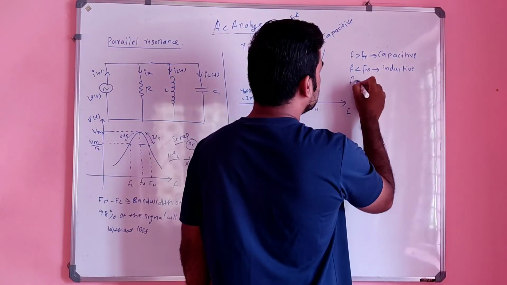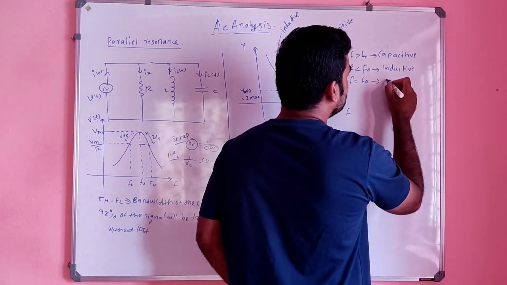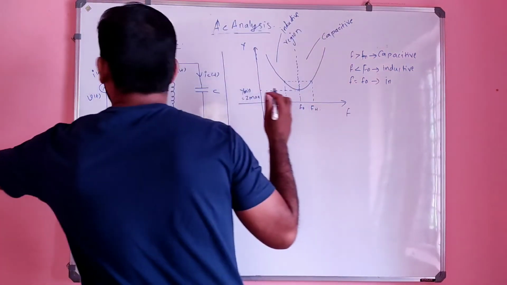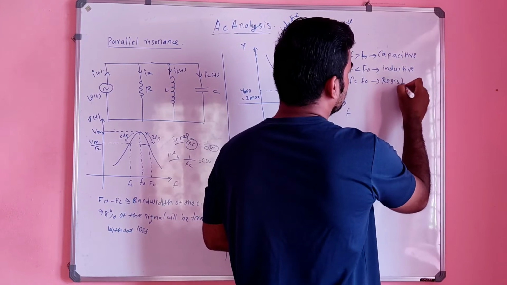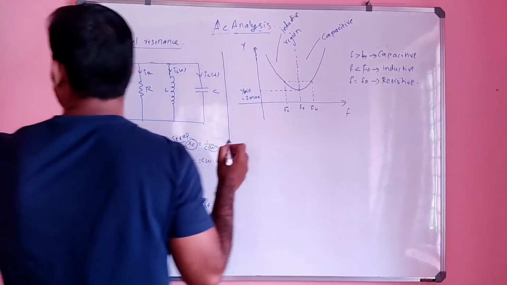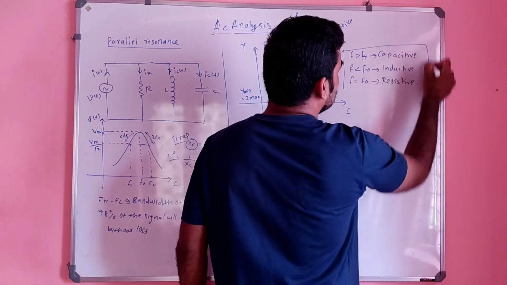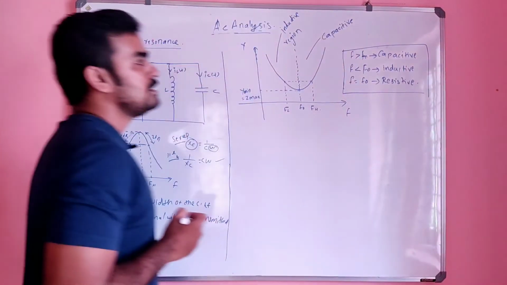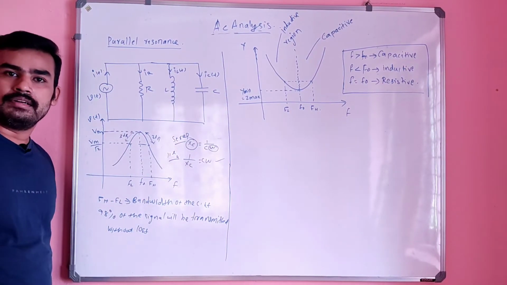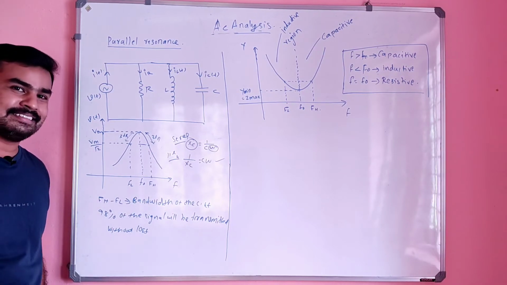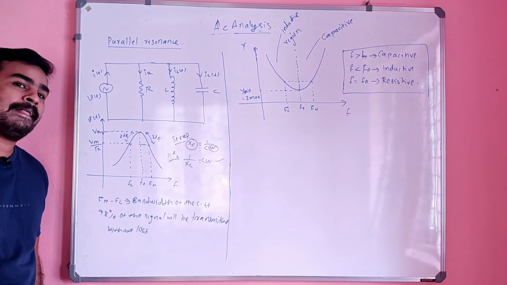If F is equal to F0, the region will be simply resistive. Not inductive, simply resistive. Is it clear? So this table you have to remember all the time. A question will be asked from that table because that table is that important.